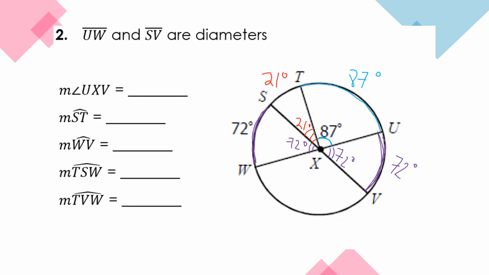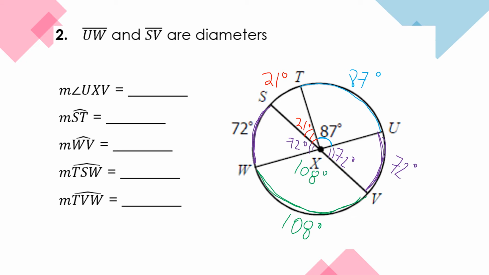All right, the last thing that we need to find is WV, and there are multiple ways to do that. Since you know the whole circle is 360, you could subtract 72, 21, 87, and 72 from 360. But we also know that UW is a diameter, so UV and VW have to equal 180. So if I do 180 minus 72, that's going to give me 108 for WV, which also means that the central angle WXV is 108 degrees.